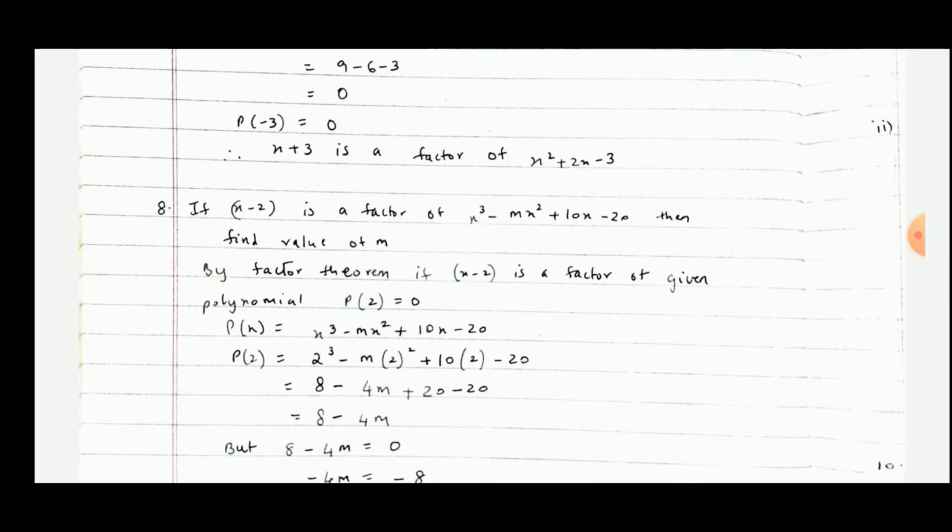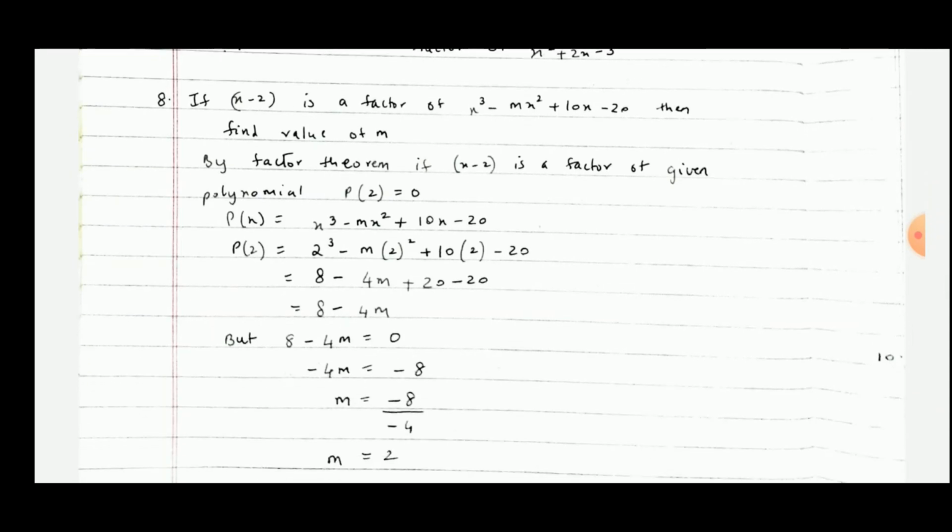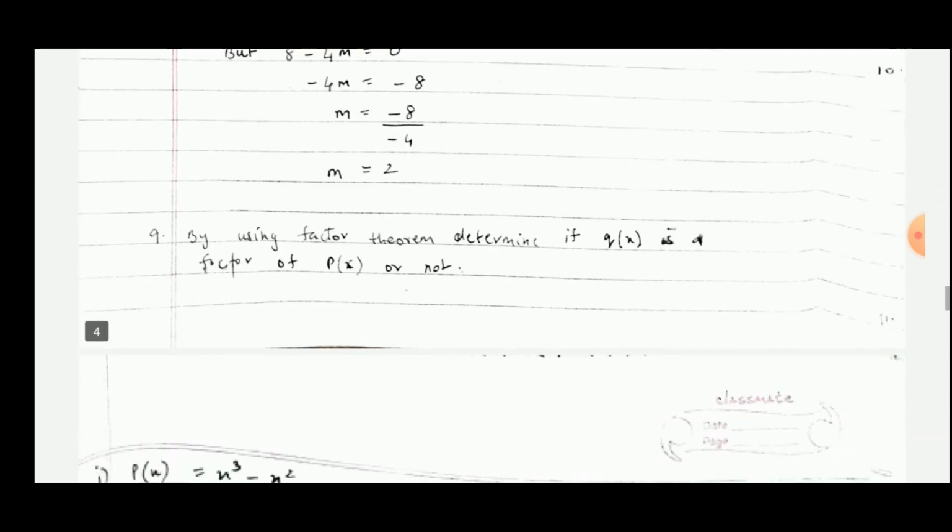Then the eighth one, if x minus 2 is a factor of x cube minus mx square plus 10x minus 20, then find the value of m. So by factor theorem, x minus 2 is a factor of the given polynomial, so p of 2 is equal to 0. So p is x cube minus mx square plus 10x minus 20. So substitute x is equal to 2 and find out the value of m. So m is equal to 2 you will get.